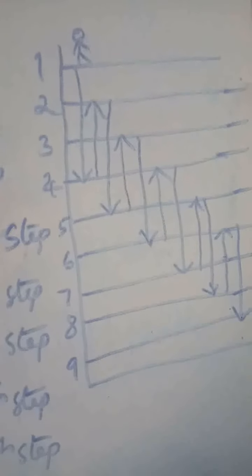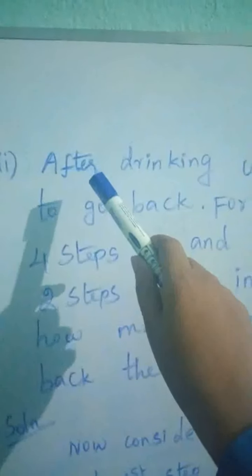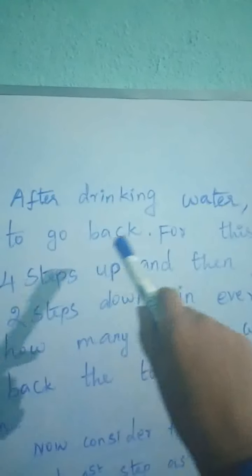So you can count it: 1 2 3 4 5 6 7 8 9 10 11. Understand children? So it reaches the water level at the 11th jump. Now second subdivision.